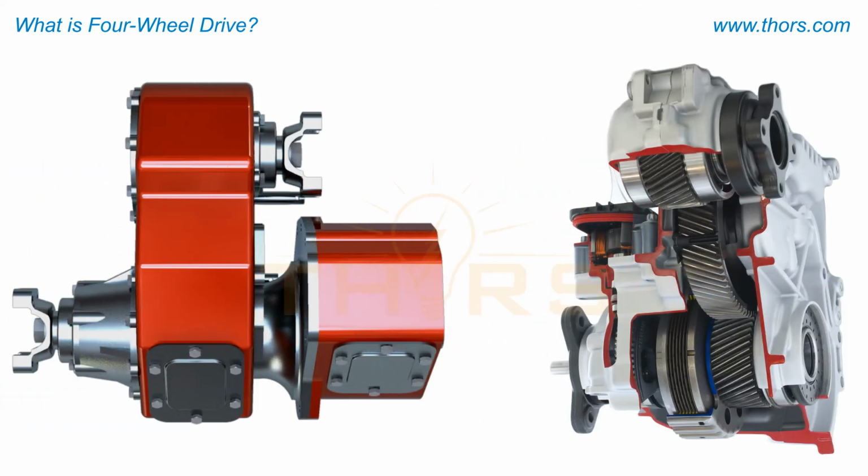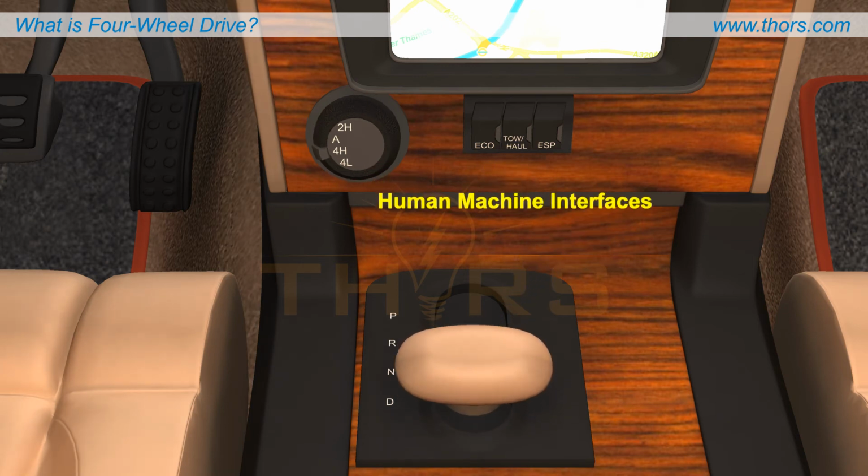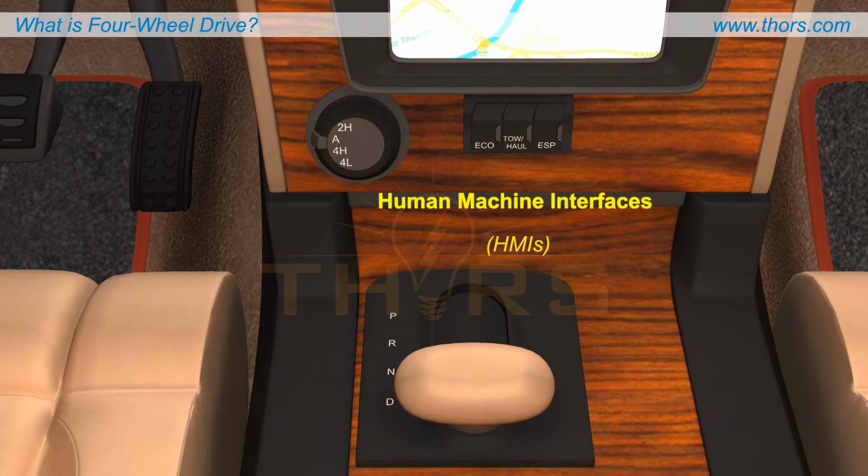There are different types of transfer cases and subsystems, which provide varying amounts of vehicle performance capabilities. A vehicle operator can influence the driving performance of the four-wheel drive vehicle using various human-machine interfaces, or HMIs, that work with the transfer case system.